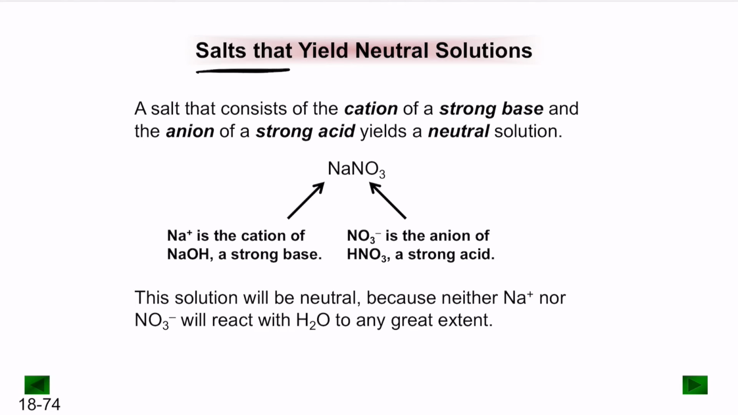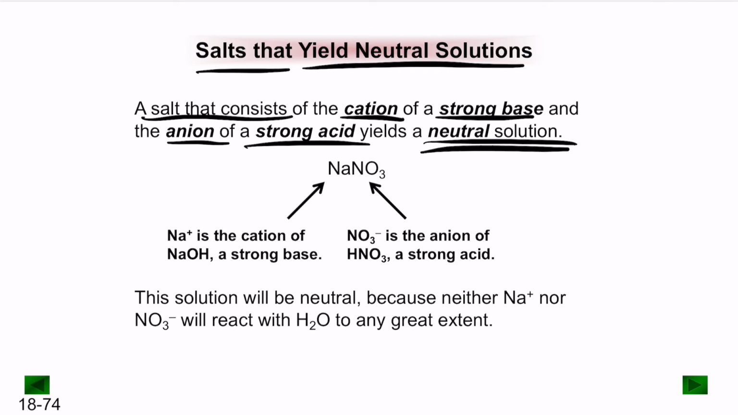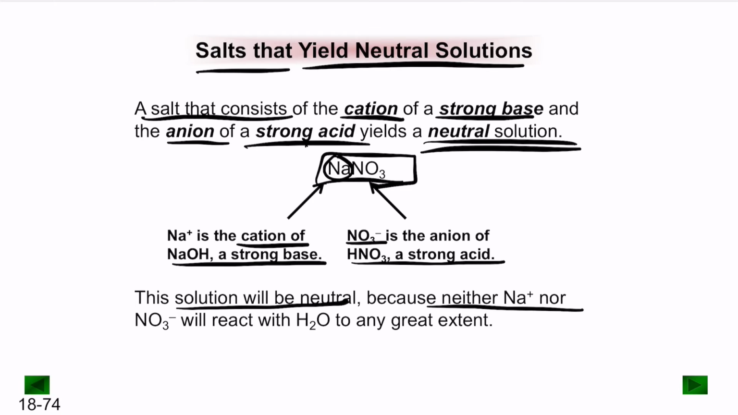Next, let's talk about salts that yield neutral solutions. A salt that consists of a cation of a strong base and the anion of a strong acid will always yield a neutral solution. Let's take the example of NaNO3. The Na+ comes from the cation of NaOH. NO3- comes from the strong acid HNO3. When a strong acid and a strong base react, they result in a neutral salt solution. This solution will be neutral because neither Na+ nor NO3- will react with H2O to any great extent.